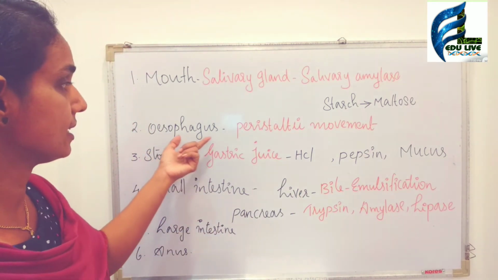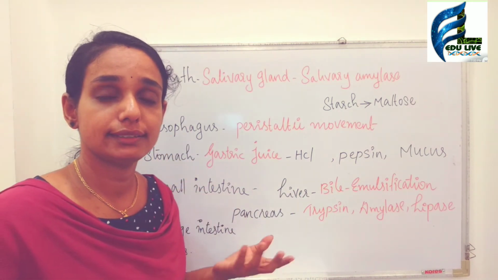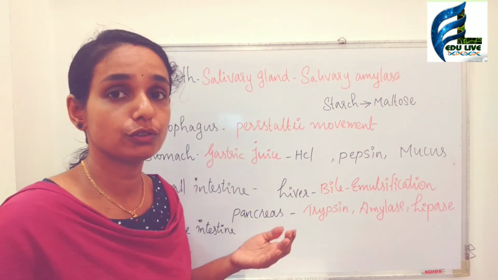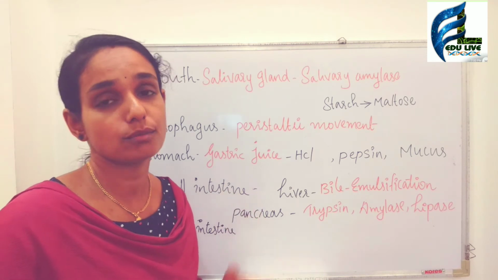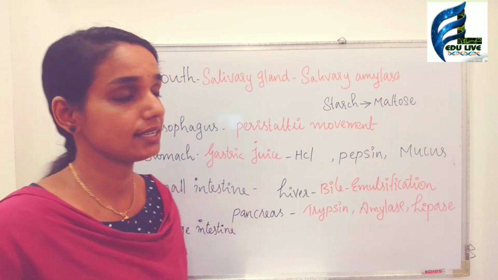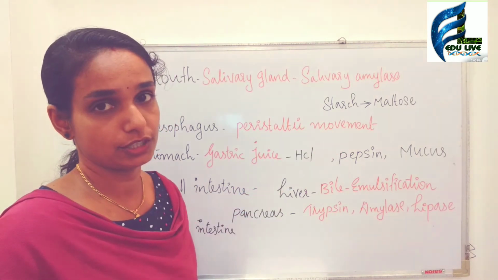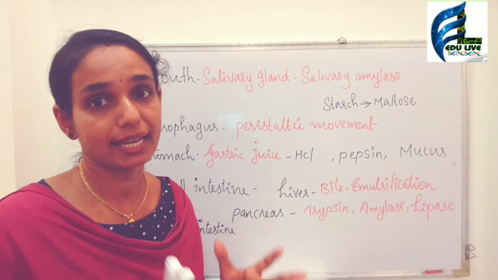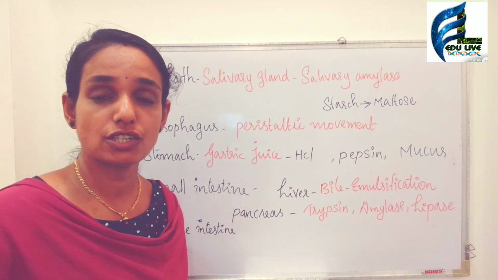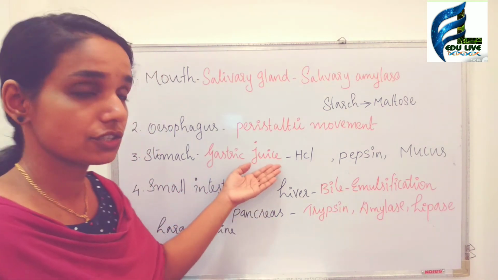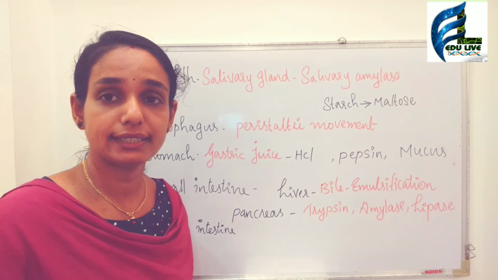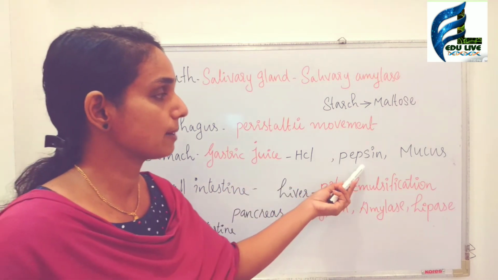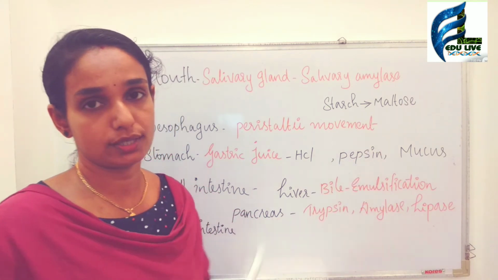And the next one is esophagus. There is no digestion that takes place here, and the movement of food through the esophagus is a wave-like movement. This wave-like movement of food is called peristaltic movement. And the third part is stomach. Stomach is a huge bag-like structure, and the secretions are called gastric juice. This gastric juice contains three things. The first one is HCl, and the second one is pepsin, and the third one is mucus.